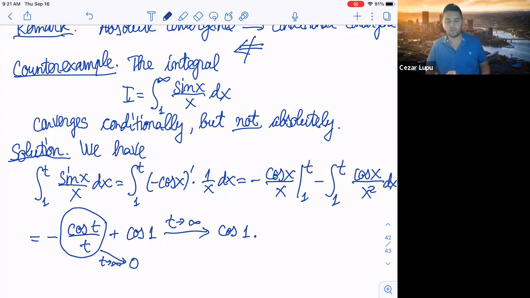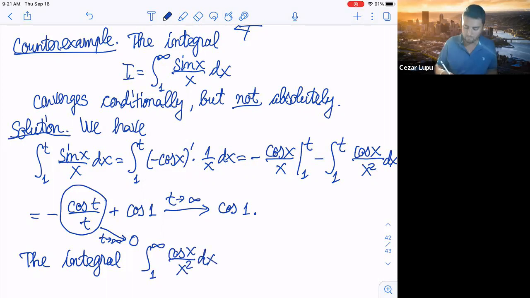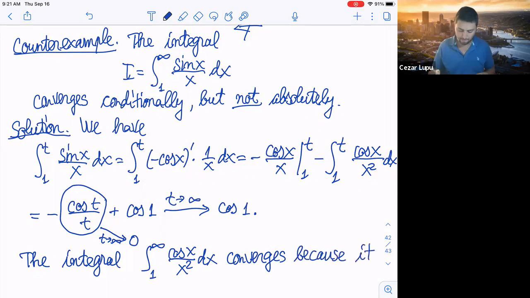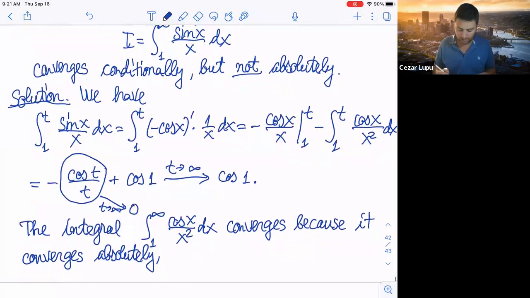All right. So in other words, we say that the integral from 1 to infinity of cosine of x over x squared dx converges, because it converges absolutely. Well, why is that? Well, it's pretty easy.